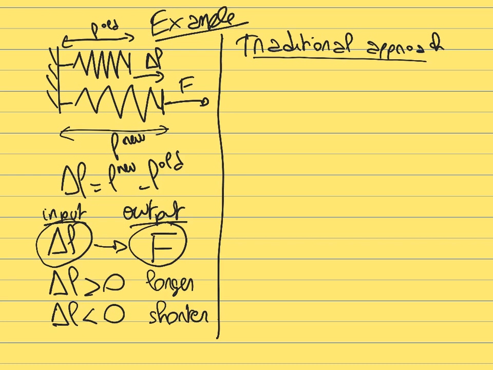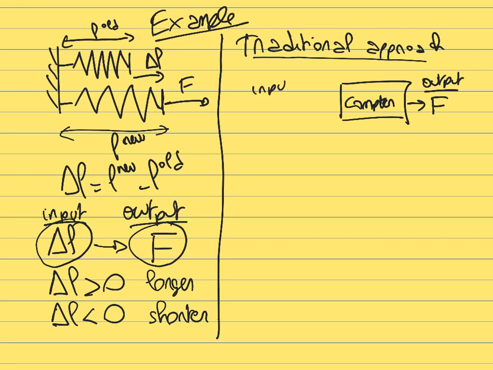So in this case, the traditional approach, if you wanted to solve this using a computer, is this: you would have your computer, and your goal would be to predict a given output. In this case, our goal is to predict the force that needs to be applied to the spring in order to get the targeted elongation. So that's the output. That's what you want to predict.